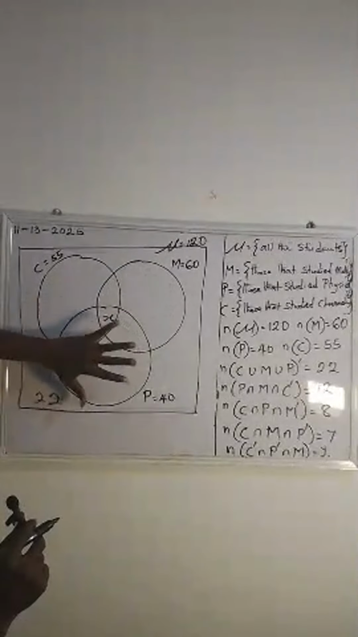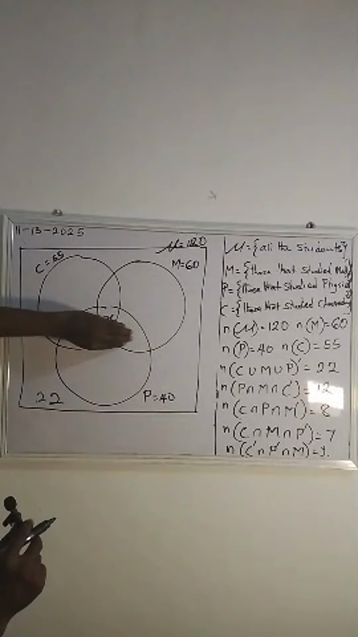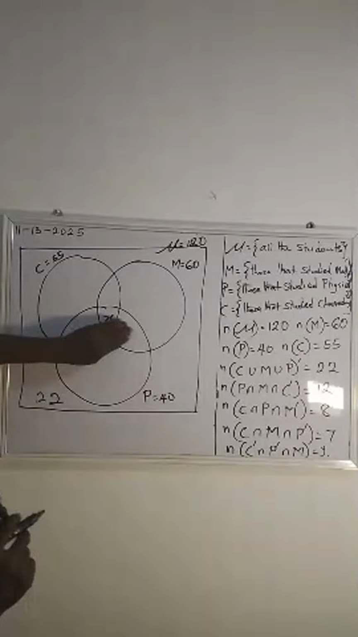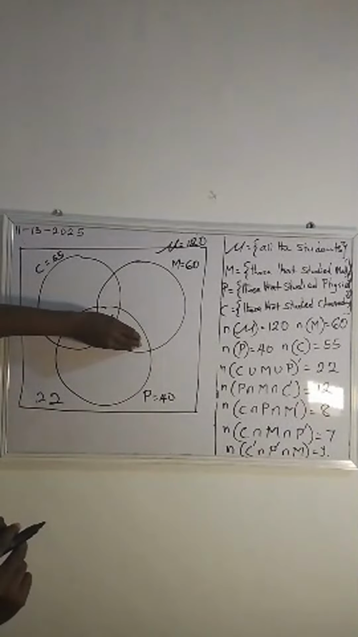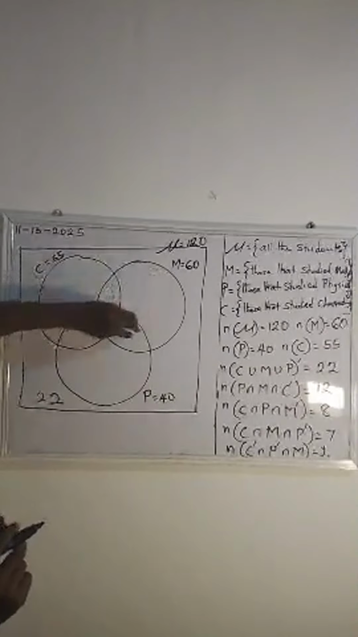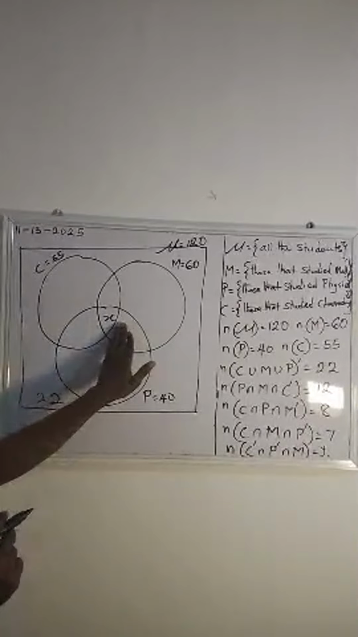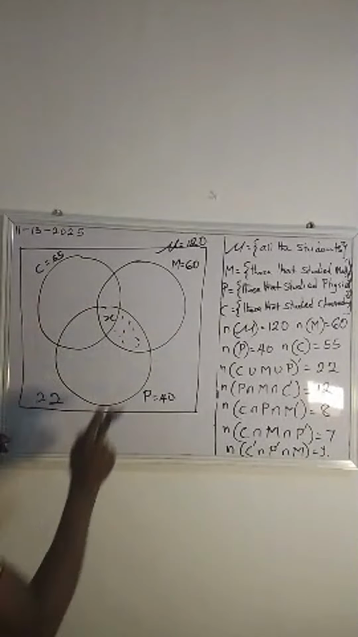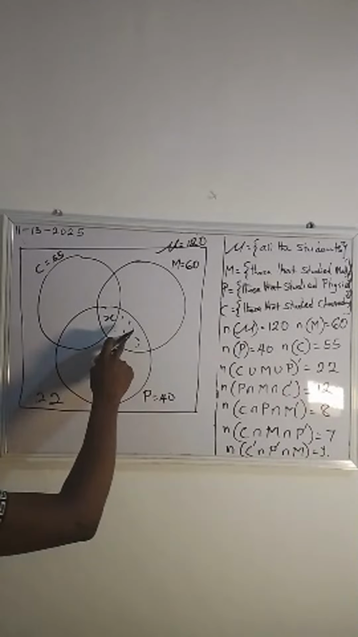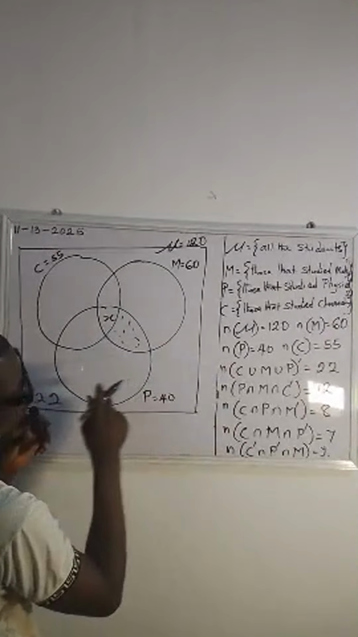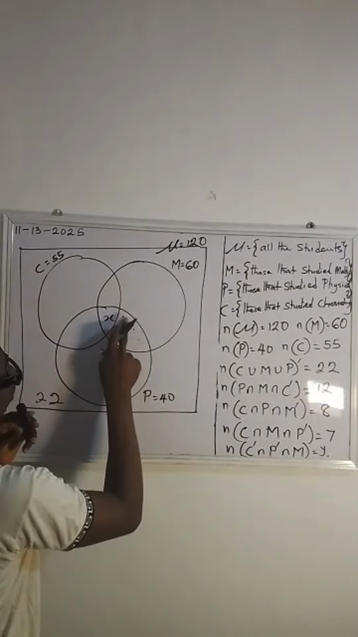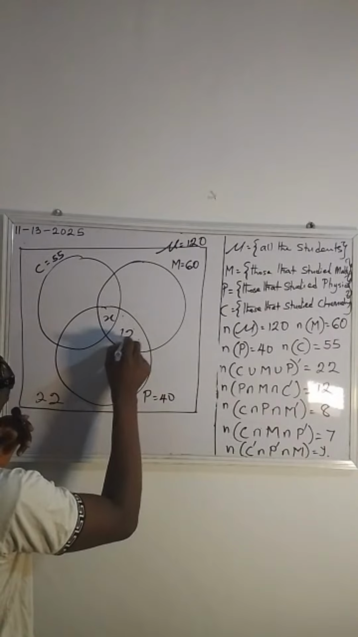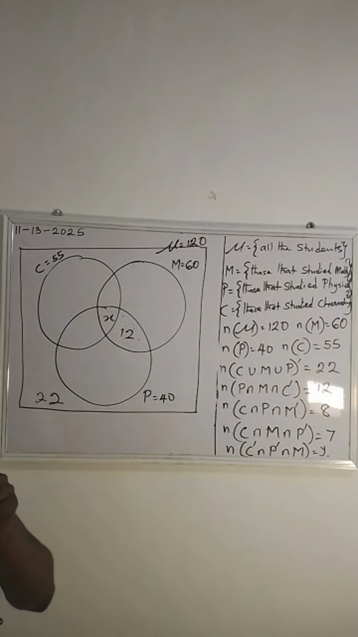Let's look at physics and mathematics. This is the circle for mathematics and this is for physics. Now when you look at this region, you will see maths and physics only, so you will not see C in this region. This is maths and physics only. How many? We have 12. So the total number of students here is 12.